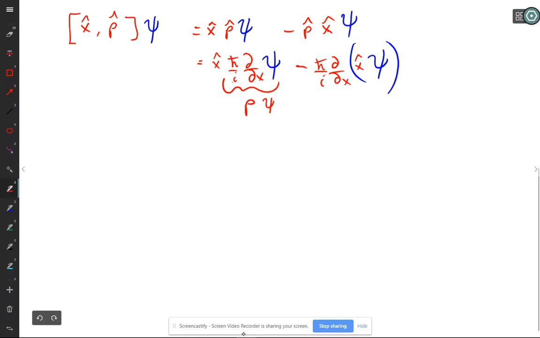And so I'm going to have times x out here. So I have xP psi there. Then for the next one, I have to use the product rule in this derivative, right? Because I have the derivative of x psi. So if I do the derivative of x psi, I'm going to have the derivative, well, I should have gone one step further.